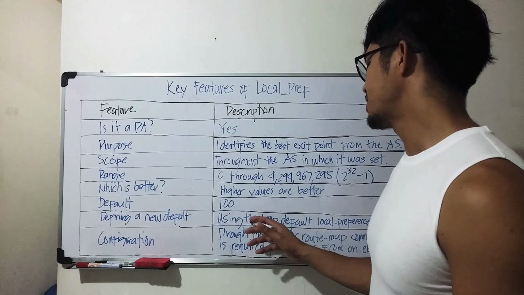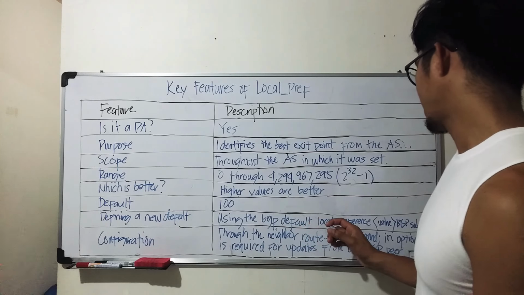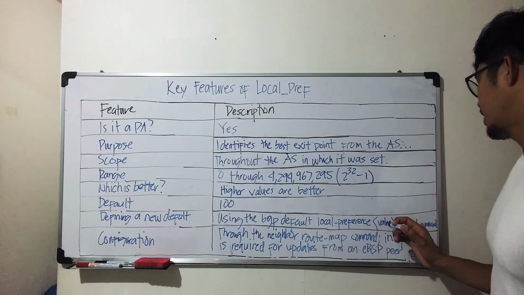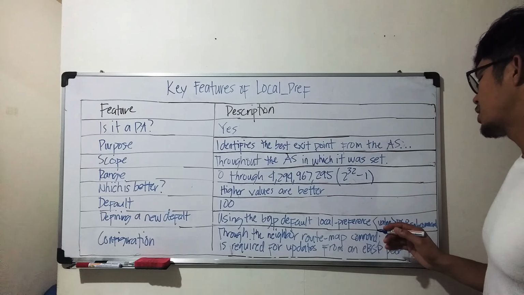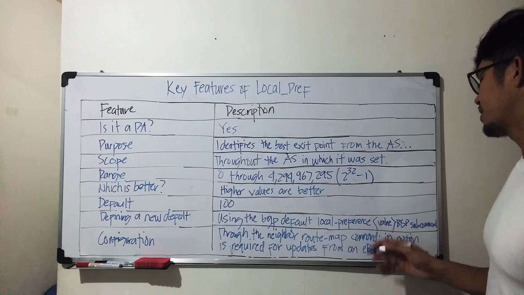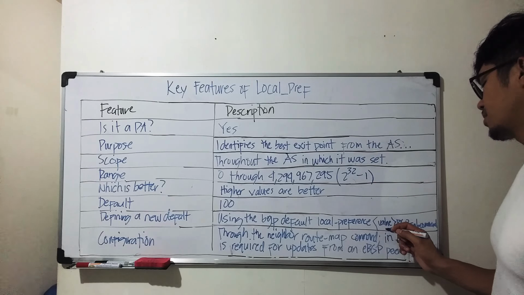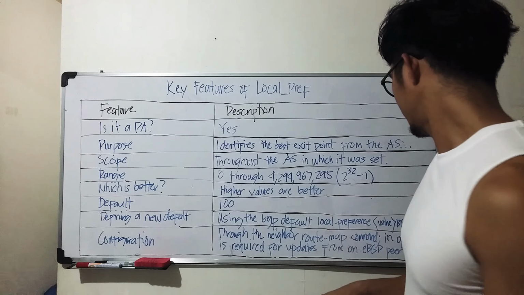So you just have to use this command here, bgp default local-preference, and then the value, a BGP subcommand. So meaning that you can configure this command under the router BGP command.